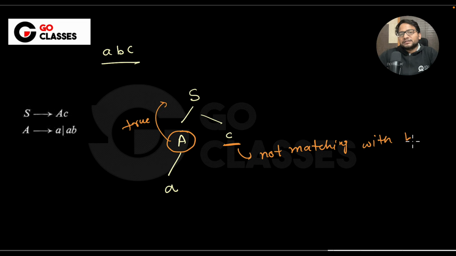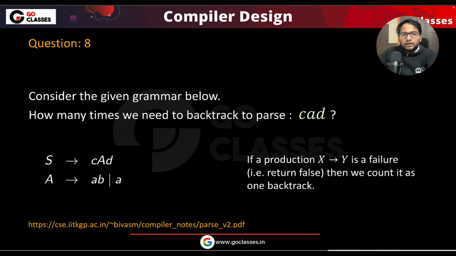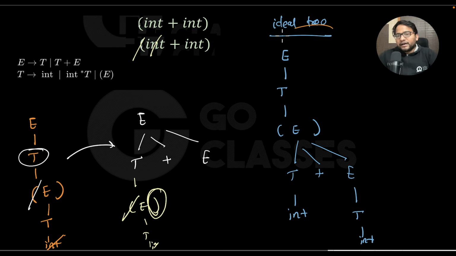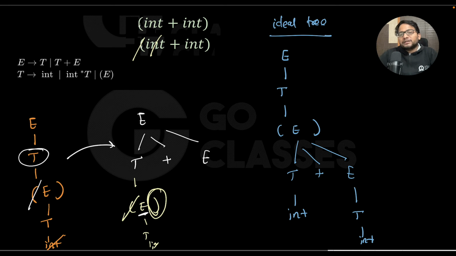That's the thing that was happening earlier also. If you remember, in one of the questions that we did, it was not able to parse this string. Why? Because this is our ideal tree. If this could have happened, then it would have been able to parse, right? But the problem here is that this E was returning true, and I was not backtracking on the C. If I could have backtracked on the C, then I could have tried this T plus E here. But this E is returning true. And that is a problem.